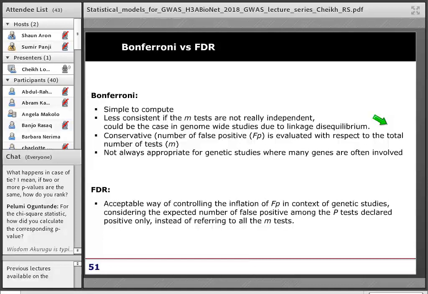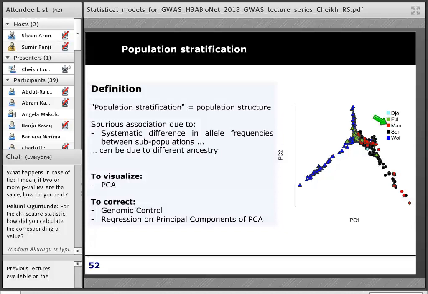And the FDR is an acceptable way of controlling the inflation of the false positives in the context of genetic studies, because it considers the expected number of false positives only among the P tests that are declared positive, instead of referring to all the M tests that we use. You can see that it's a small difference in the denominator. For Bonferroni, if you have 1 million SNPs, you have to use 1 million as the denominator, and for the false discovery rate, you use the number of tests that you have declared positive, those less than 0.05. So it's less stringent.